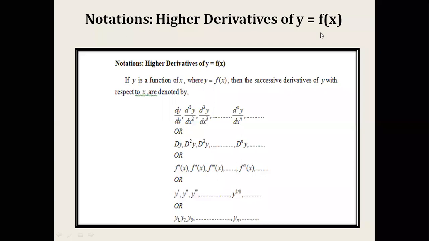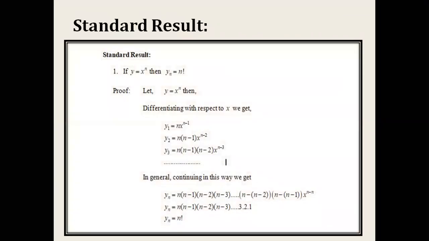There are some results which are said to be the standard results on successive differentiation. So you can see this, this is our first result. y is equal to x raised to power n. This x raised to power n is simply an algebraic function, y is equal to x raised to power n. And here we have to find the nth derivative of y with respect to x. Means we have to show that the nth derivative of x raised to power n becomes n factorial.